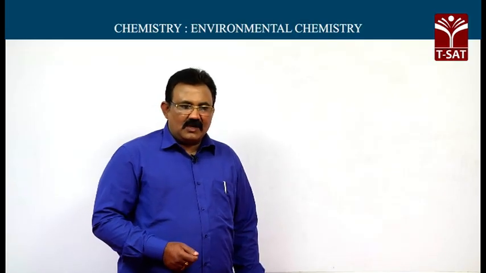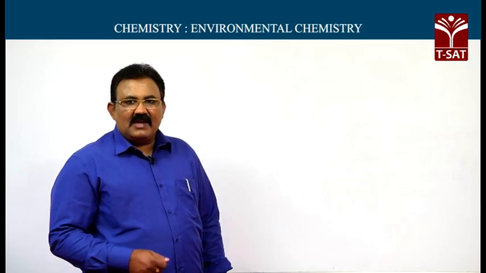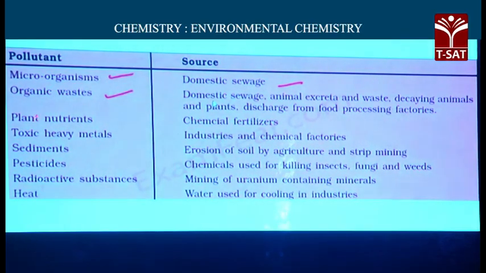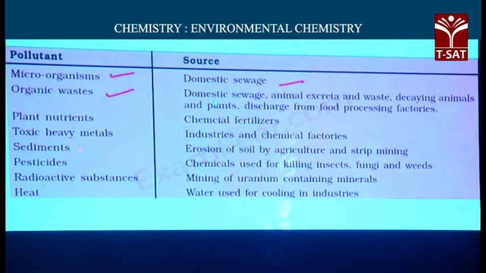Let us have a look at water pollution, how it occurs and what the bad effects of water pollution are. The main water pollutants are: number 1, microorganisms; number 2, organic waste; number 3, plant nutrients; number 4, toxic heavy metals; number 5, sediments; number 6, pesticides; number 7, radioactive substances and heat.